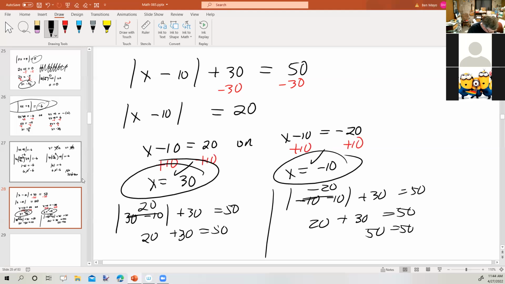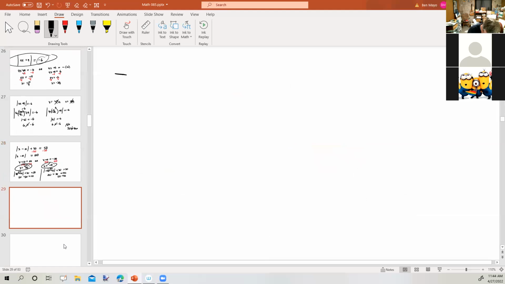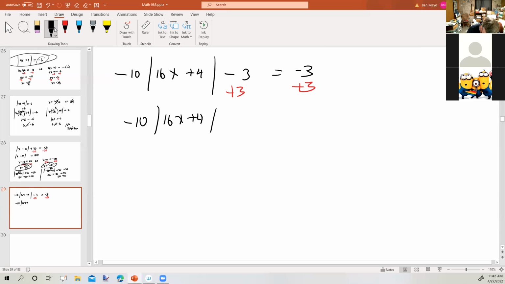How about this one? Now, be careful. You might look at this problem and go, oh, it's equal to a negative number, no solution. Not yet. You have to isolate the absolute value before we make any judgments. Okay. First thing I'm going to do is add 3 to both sides. Oh, it's no longer equal to a negative number, is it?